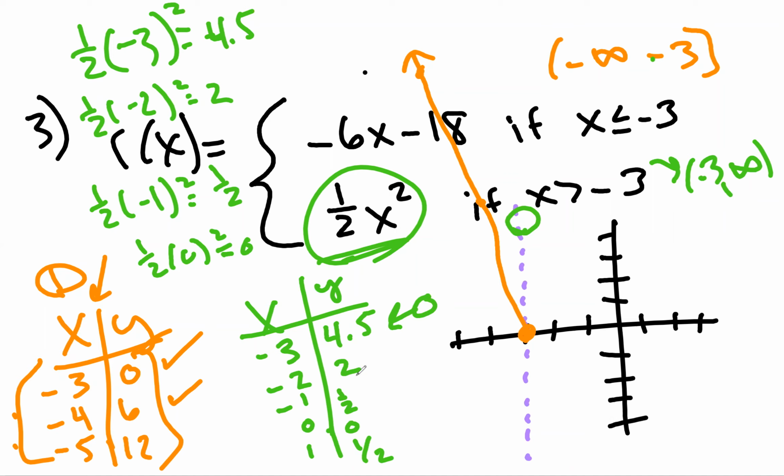All right, now I'm going to graph the point -2, 2. So left 2, up 2. This is a closed circle because it's inside the domain. And then -1, 1/2, and then 0, 0, and then 1, 1/2.